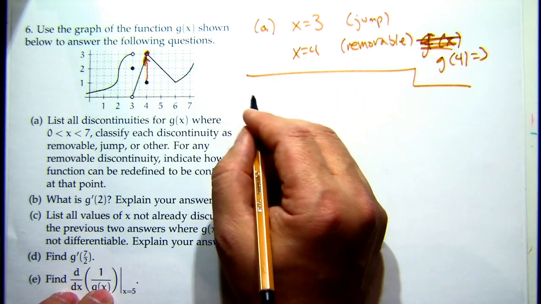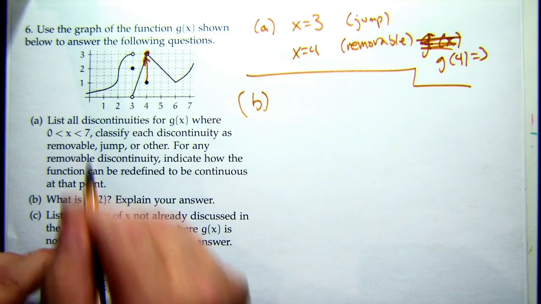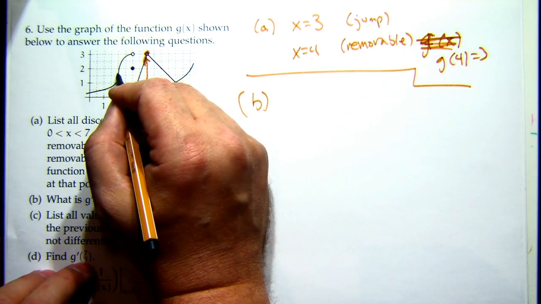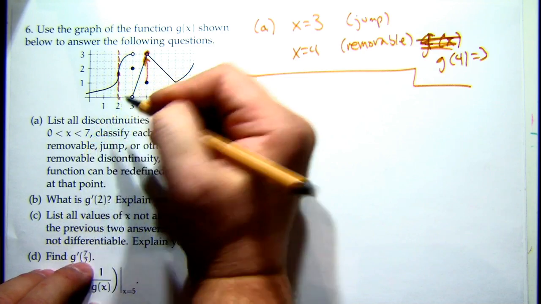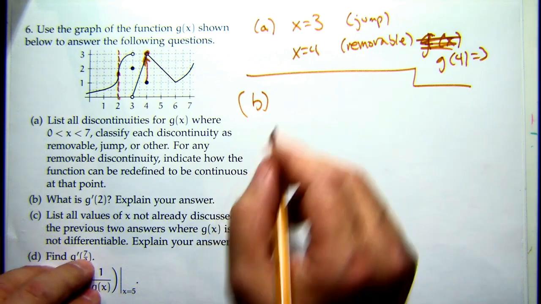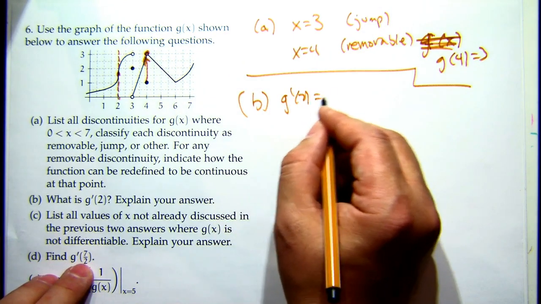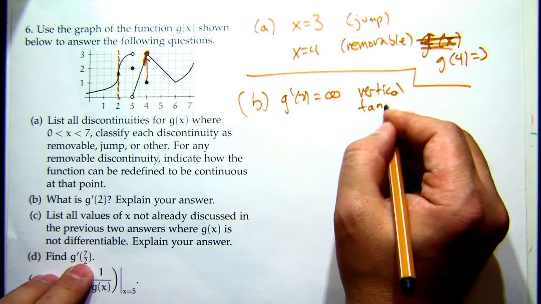Okay. B, what is g prime of 2? Well, look at the function at 2. I want to know what's happening here at 2. Draw a tangent line. It's straight up and down. What's the slope of a line that goes straight up and down? Infinity. So g prime of 2 is infinity. Vertical tangent line is the reason. All right.